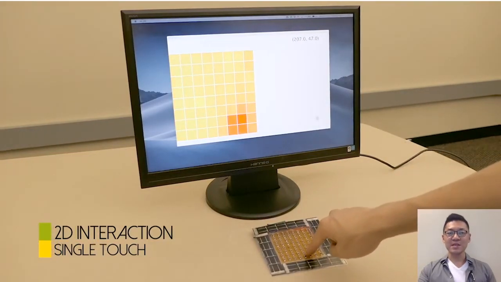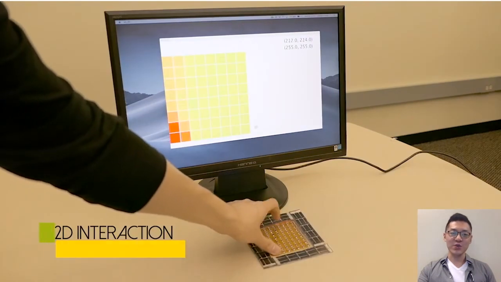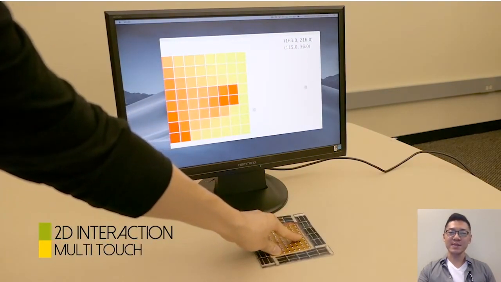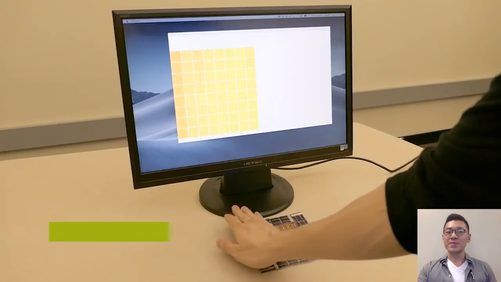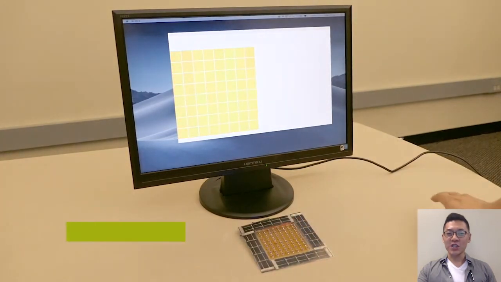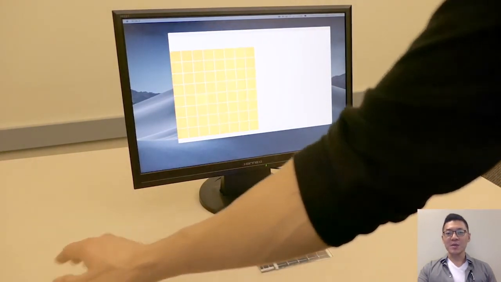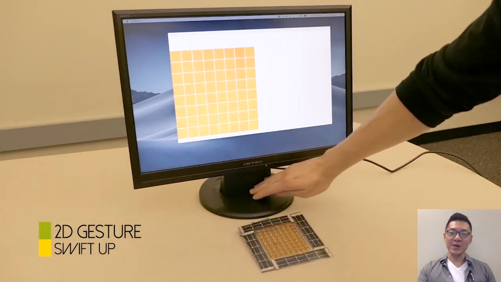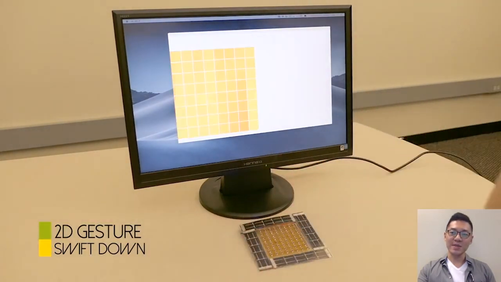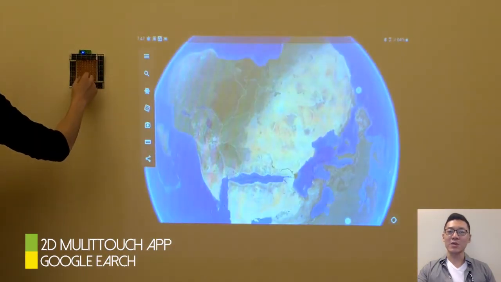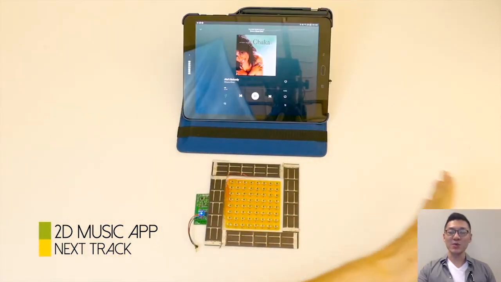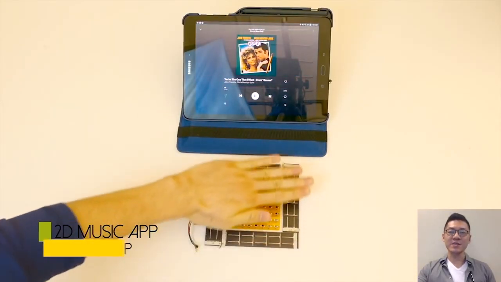2D OptoSense supports continuous multitouch tracking on a surface. Our 12-participant user study showed a decreased average error from 8 to 4 millimeter as the sensor density increases. 2D OptoSense can also support hover gesture input in 4 directions. Our evaluation showed an increased accuracy from 82 to 95% as the sensor density increases. These enable self-powered interactive surfaces for note-taking, rapid input, or music control.